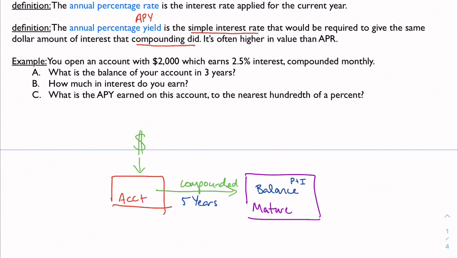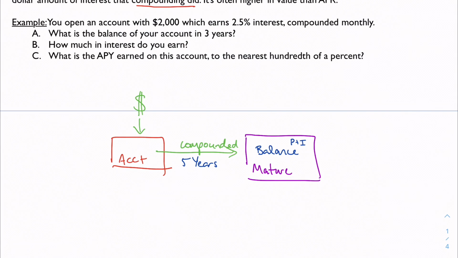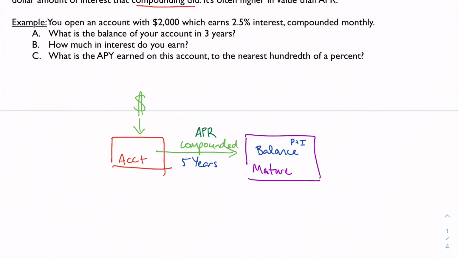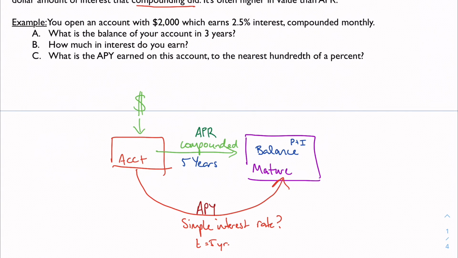Great. Well, one thing the bank looks at is something called APY, which says, okay, instead of compounding and using an interest rate that would have been like your APR, right? It's the rate that was used every year. What would it have taken to do simple interest over 5 years and just award a flat fee? And that flat interest, simple interest rate is your APY.